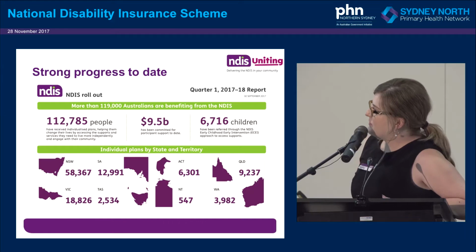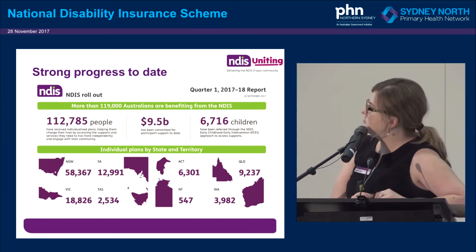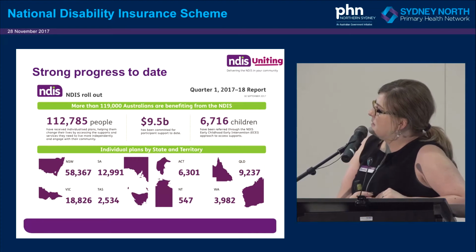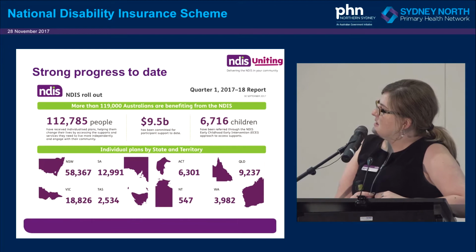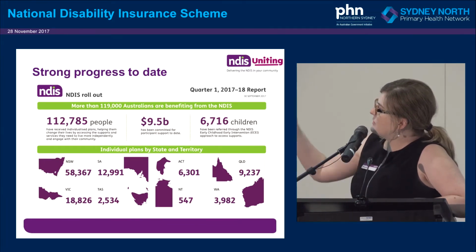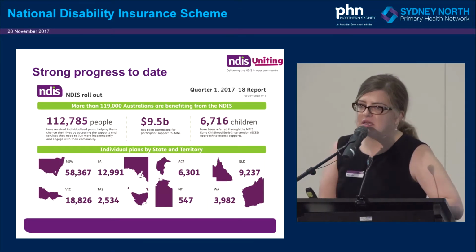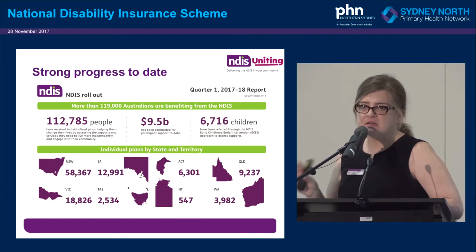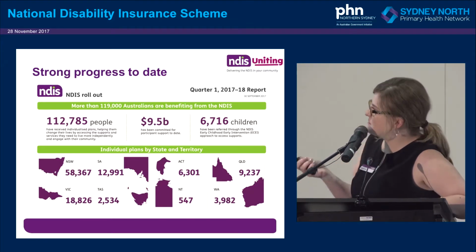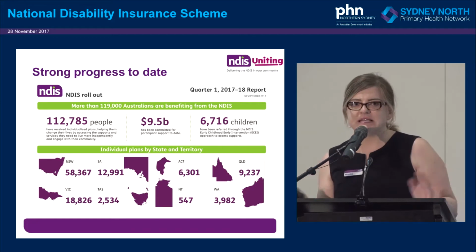As you can see on the left there, the figures are pretty clear that New South Wales to date has completed the most number of plans, so 58 odd thousand people, and we will continue to do that. So at the end of 2019-20, there'll be about 150,000 people in New South Wales alone with NDIS plans, and 460,000 approximately across the country.